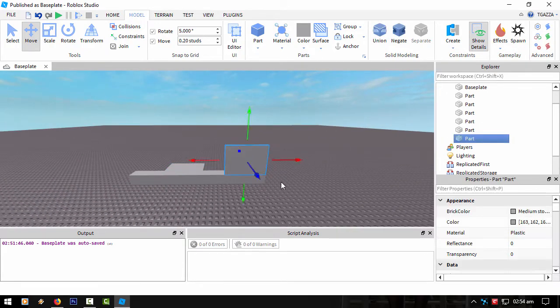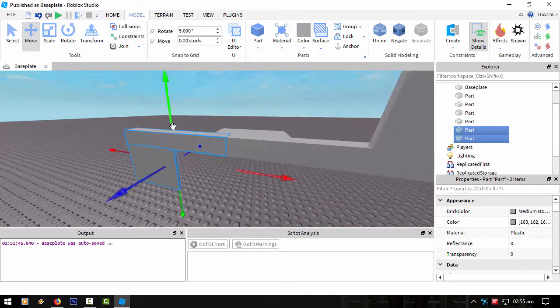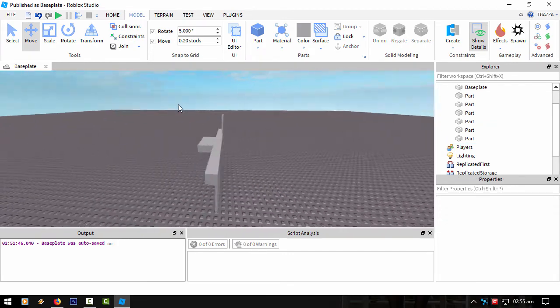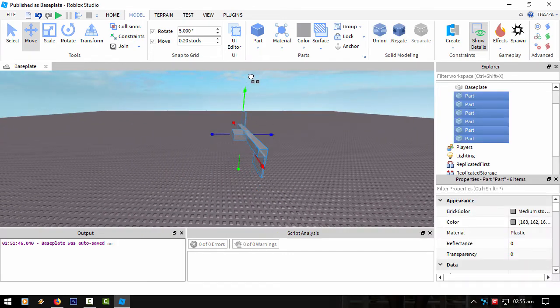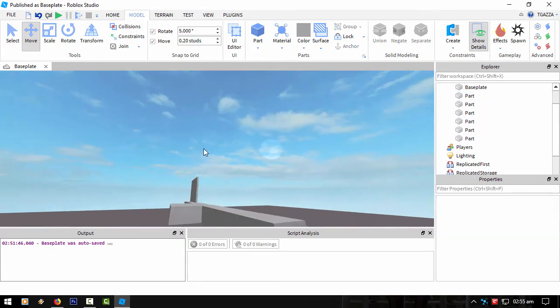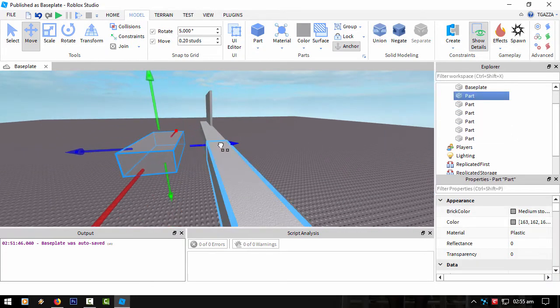Let's actually remove that one. Duplicate. Rotate round. And that's on there. Right, let's move this up so it doesn't hit the base plate. And this is another little feature.